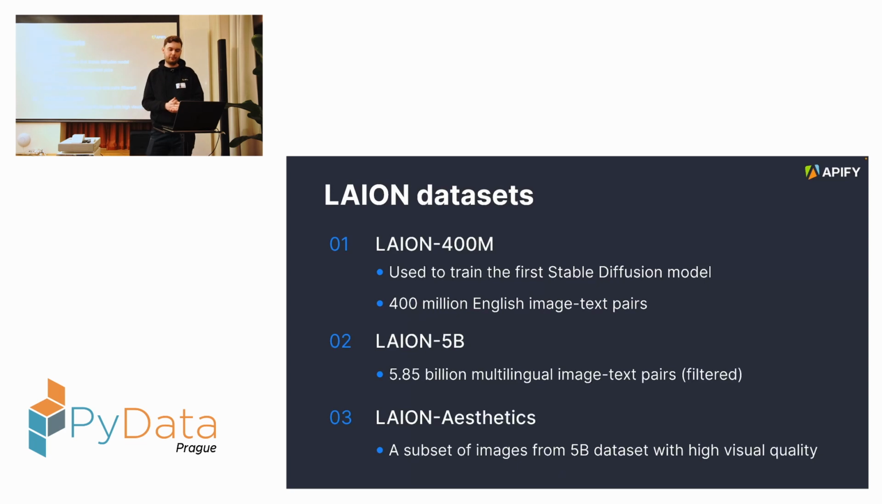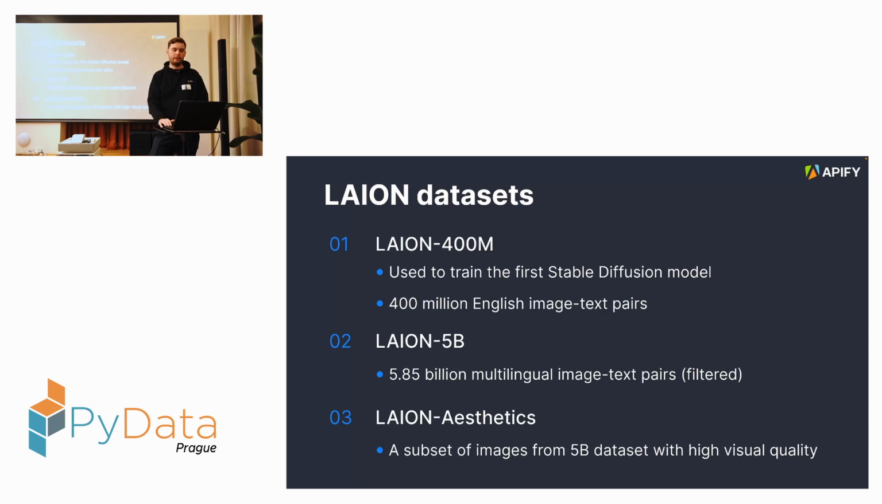The first one is LAION 400 million, and it was used to train the first Stable Diffusion model. It consists of 400 million image text pairs, which are only in English. Afterwards, they created a larger data set, which is LAION 5 billion. This data set consists of almost 6 billion image text pairs, which are filtered. But this one is multilingual, so it's not English only.